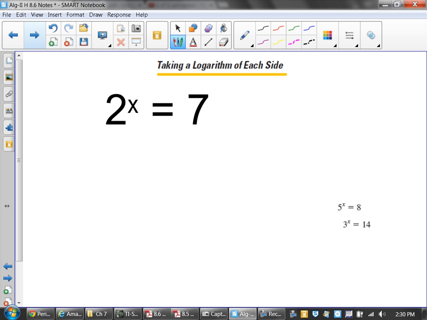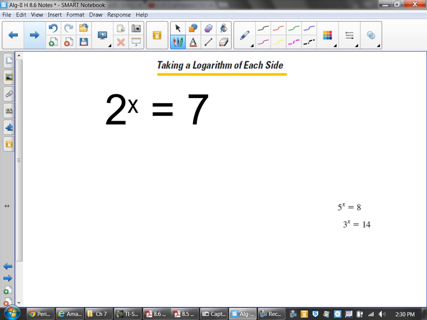Now I have 2 to the x equals 7. Again, that's asking us 2 to what power is going to equal 7? Who knows, exactly. Now, what's 2 squared? 4. What's 2 cubed? 8. So 2 to the something that's going to equal 7 is going to be bigger than 2 but smaller than 3, right? How do we figure that out?